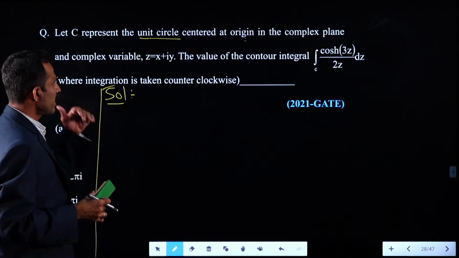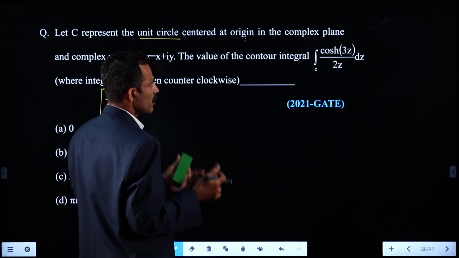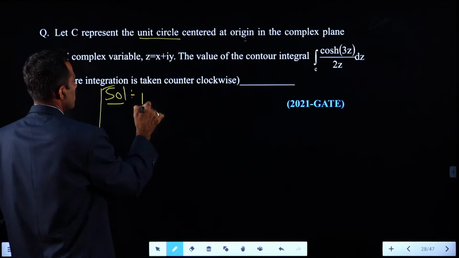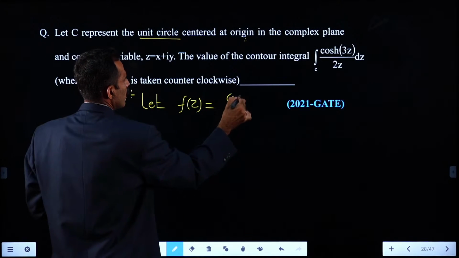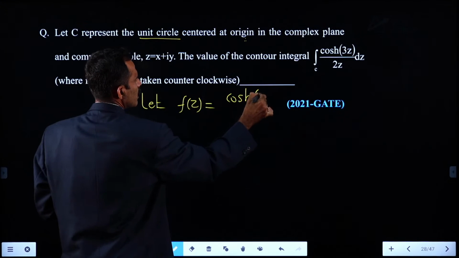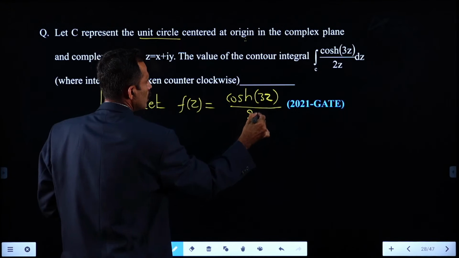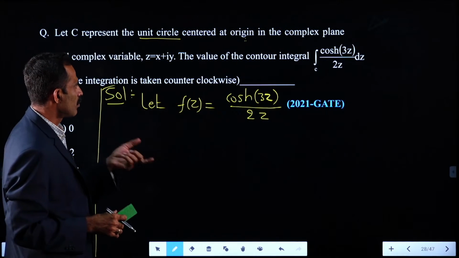So let us do this problem by our step-by-step procedure, according to our method. Whatever the function is given inside the integral, we take this as function f(z). Let f(z) equal cosh(3z) by 2z.